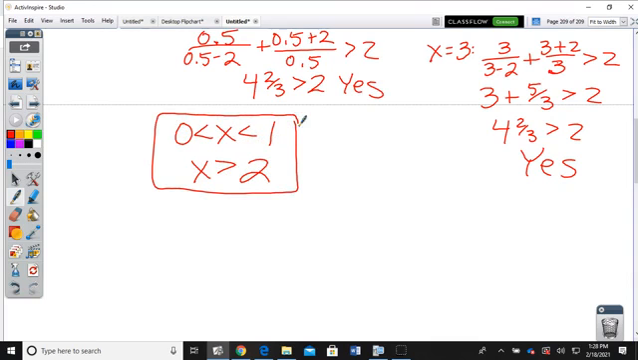So that's the longest problem on the test, probably. It's a good one.